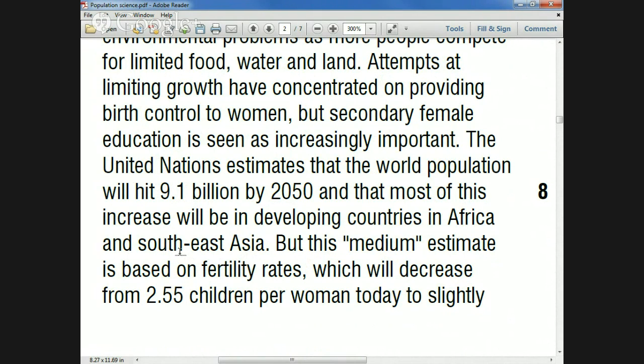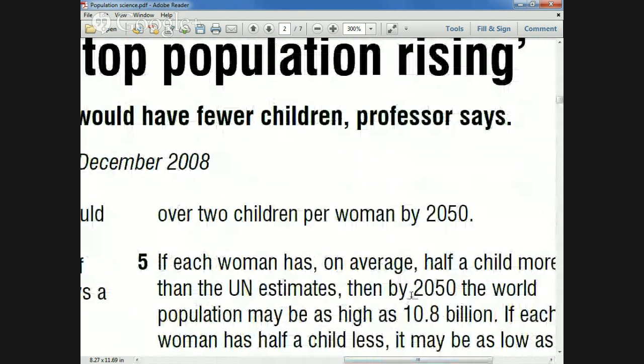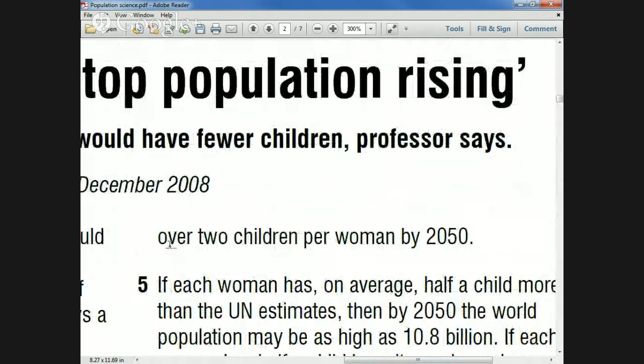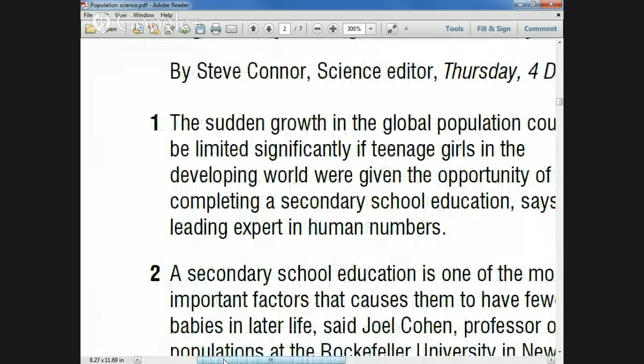But this median estimate is based on fertility rates, which will decrease from 2.55 children per woman today to slightly over 2 children per woman by 2050.